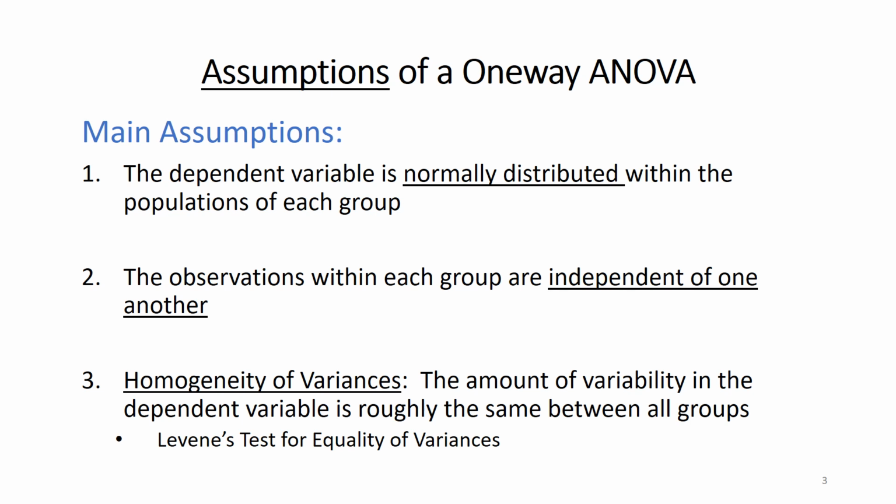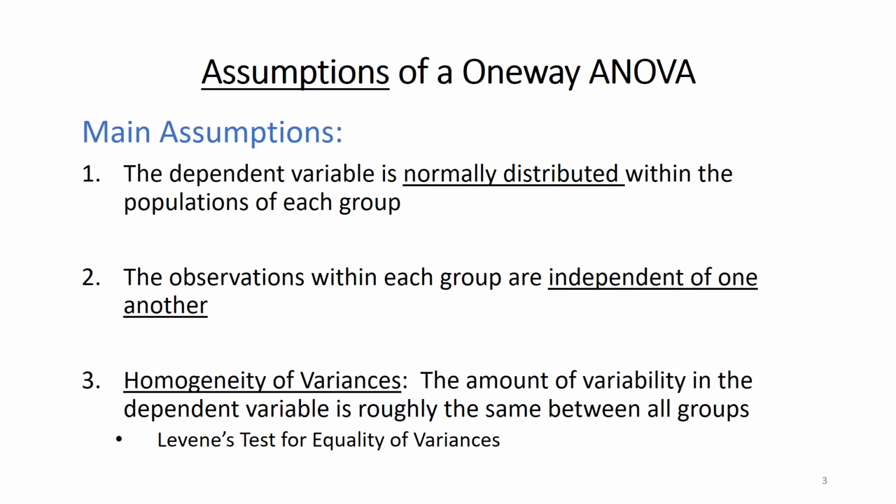First, the dependent variable must be normally distributed within the populations of each group. But we don't have to worry about that too much as long as we have a decent sample size, because things like the sampling distribution of the mean and the central limit theorem will take care of that for us.